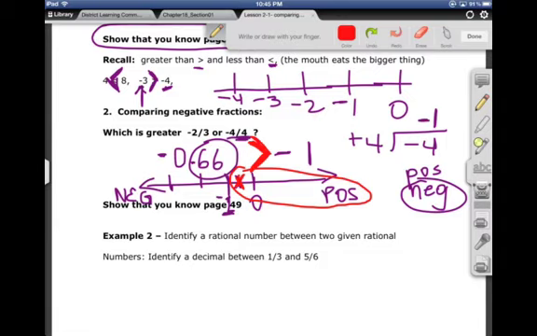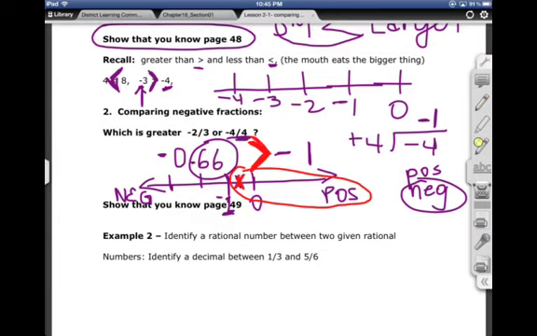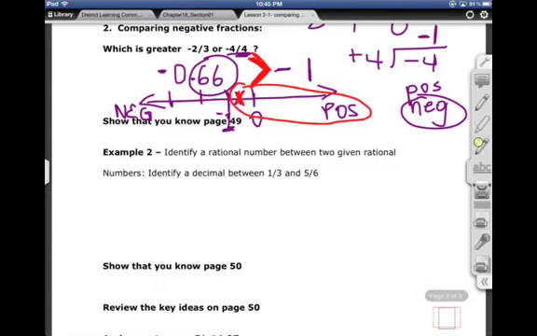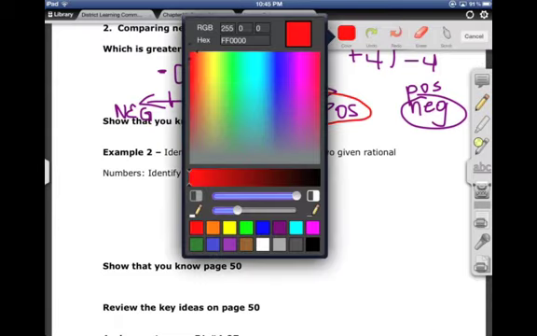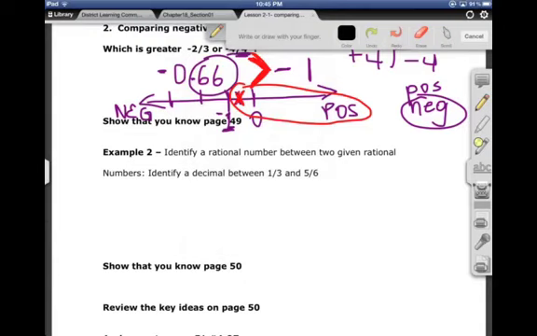So let's go on with something like example 2. Identify a rational number between two given rational numbers. Okay, so what they want you to do here is they're saying keep it to fractions. And that takes a little more work. So I'll go with black this time.